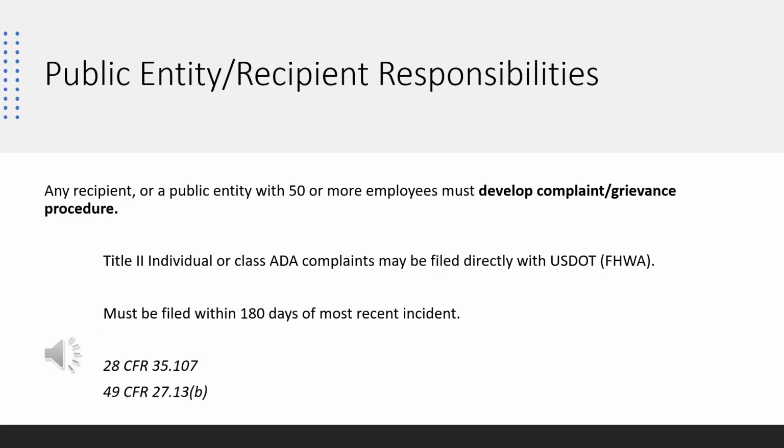Any recipient or a public entity with 50 or more employees must develop complaint or grievance procedures. Title II individual or class ADA complaints may be filed directly with the U.S. DOT or the FHWA. Under the ADA, complaints must be filed within 180 days of the most recent incident.